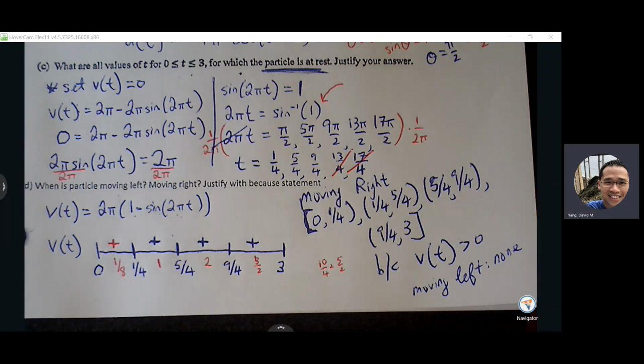Okay, so we did the related rates. We did a particle motion. Let's do implicit differentiation. Okay, next page.